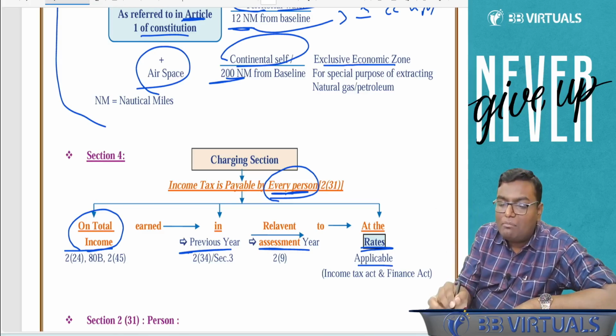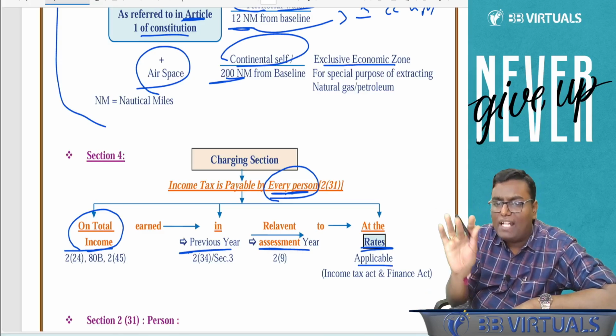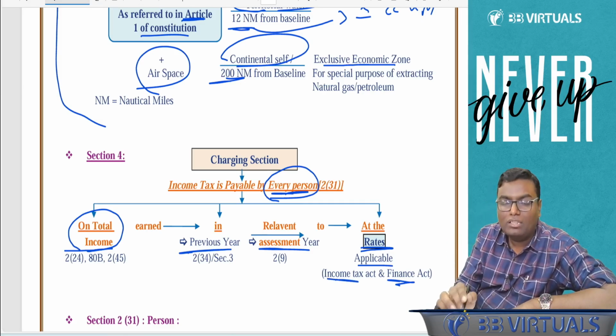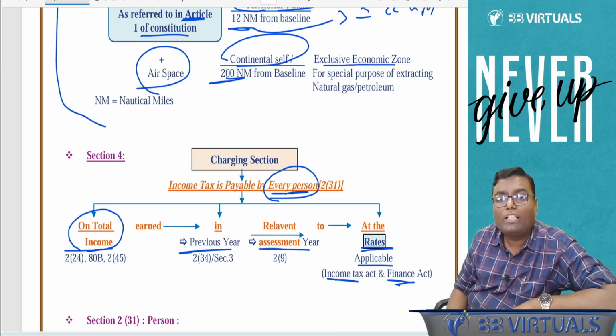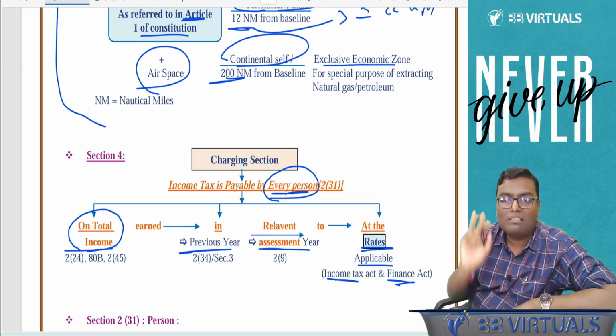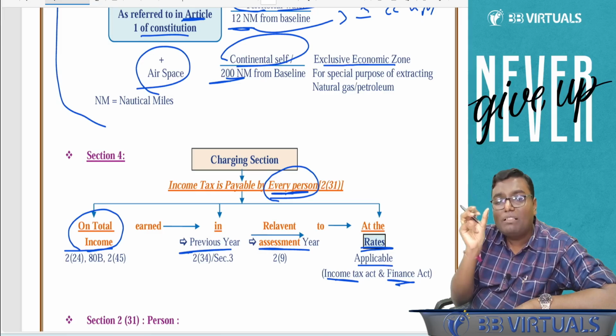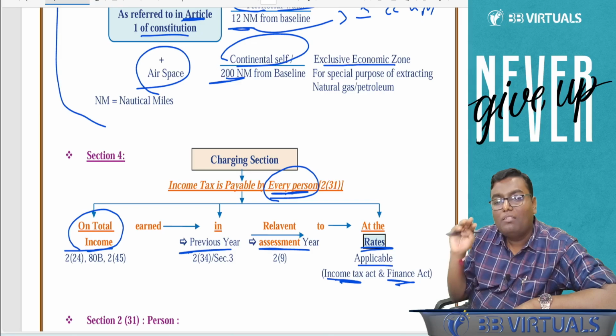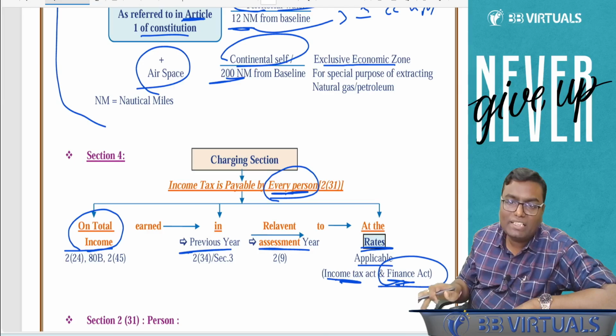The rates are mentioned in the Finance Act. Some of the tax rates are also mentioned in the Income Tax Act. For example, if you earn lottery income, you have to pay 30% directly, and that 30% tax rate is given in the Income Tax Act. On your general income, the tax rates applicable will come under the Finance Act, that is the budget.